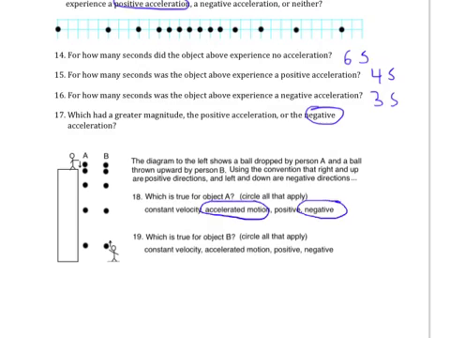Which is true for object B? Well, object B, if we look at it, is slowing down in the positive direction. So since it's slowing down, it has accelerated motion. Remember, accelerated doesn't just mean faster, it means to change velocity. And it's slowing down in the positive direction. So when you slow down in the positive direction, that is a negative acceleration.